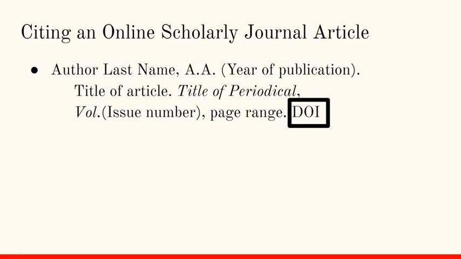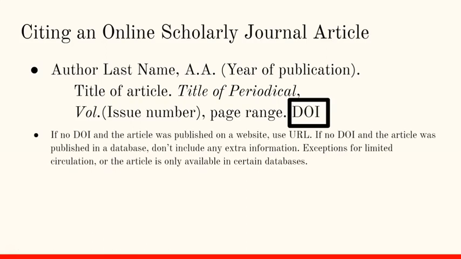DOI stands for Digital Object Identifier and is basically an ISBN for an online article. This is information that will help anyone reading your reference page to find the article you are referencing very quickly. Sometimes you find an article that does not have a DOI. If you found the article on a website, include the URL instead. If you found the article on a database but there is no DOI, then you do not include any URL or database information. The only exception to this is if the article is only available on that specific database or it is in limited circulation.